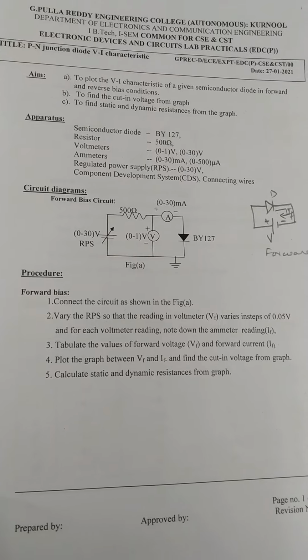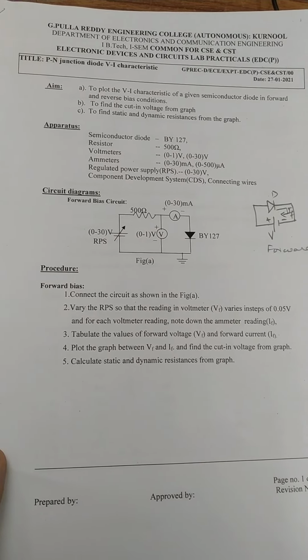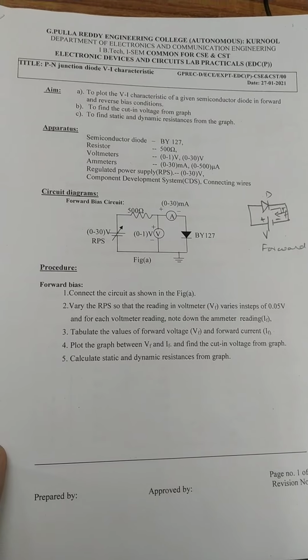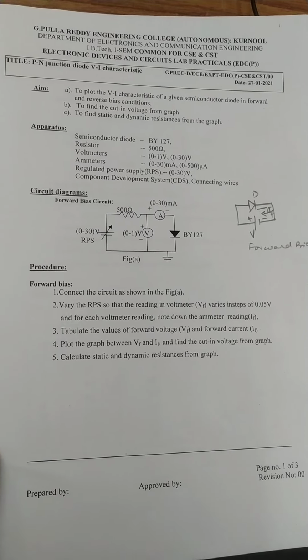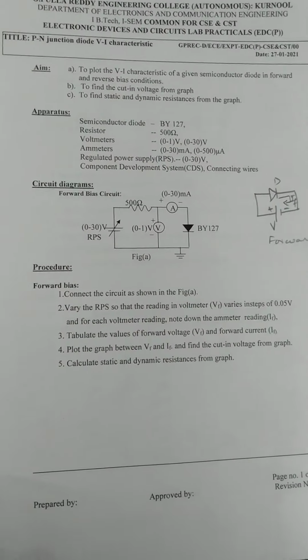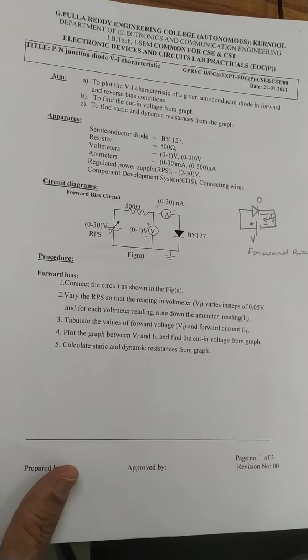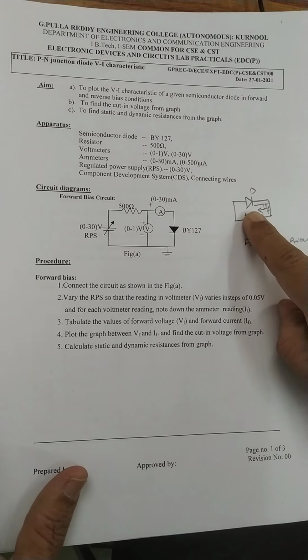After that we have to find the cut-in voltage, then we have to find static and dynamic resistance from the graph. We can connect the PN junction diode in two ways. One is forward bias, as shown in this figure.